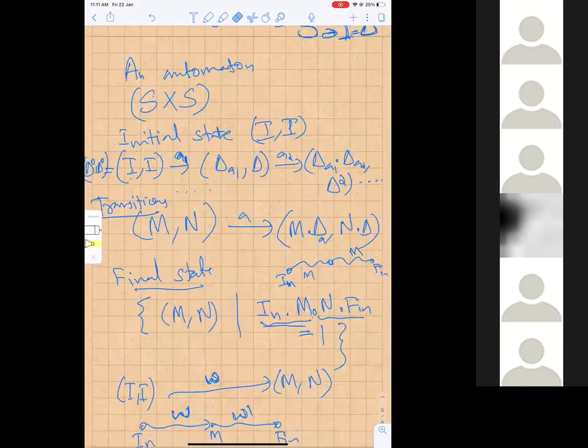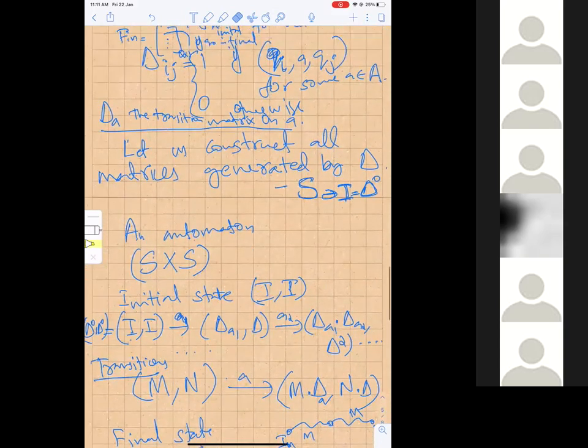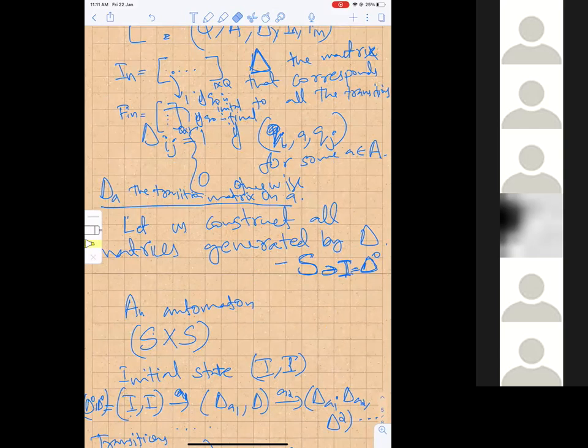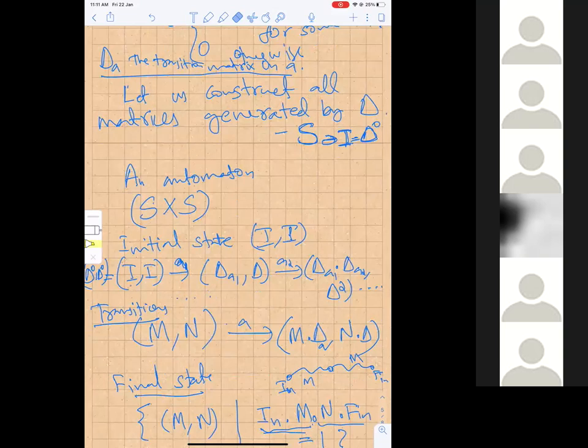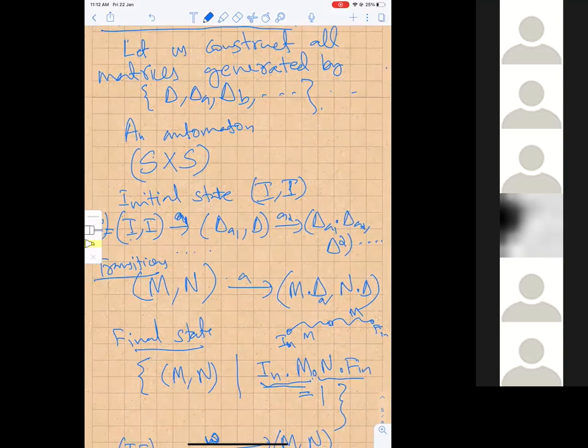So I take this automaton. Delta denotes the matrix which corresponds to all transitions. Delta A denotes the transition matrix which corresponds to the letter A. Now, from my automaton I can generate all matrices generated by delta A, delta B, etc. So the entire transition matrix, the transition matrices which correspond to individual letters, and so on.